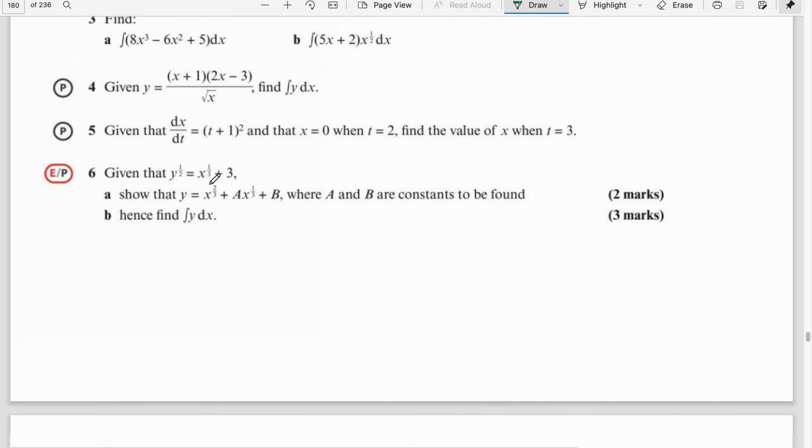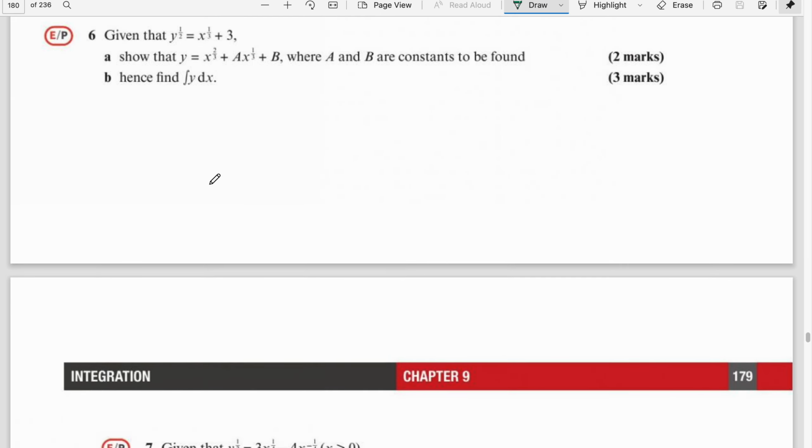And these were almost all the types in this chapter. Let's see what question 6 says. Given that y raised to power 1 by 2 is equal to x raised to power 1 by 3 plus 3, show that y is equal to this, where a and b are constants to be found. So if I just copy this equation, y to the 1 by 2 is equal to x to the 1 by 3 plus 3.